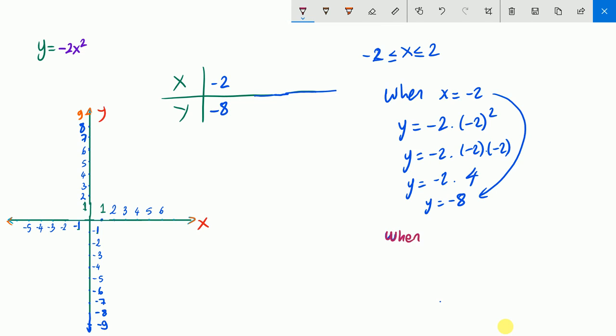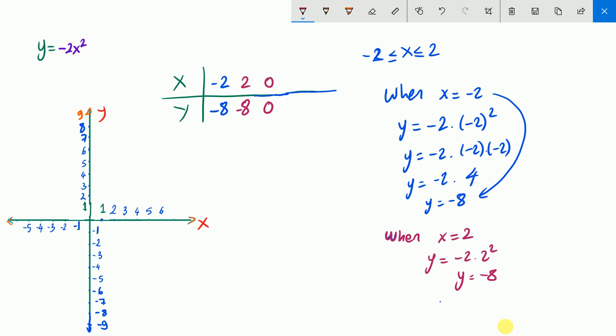Let's say when x is 2, y will be negative 2 times 2 squared, so y will be negative 8. So when x is 2, y will be negative 8. I recommend you please pause the video and try to find when x is 0, y will be what? Yes, y will be 0.